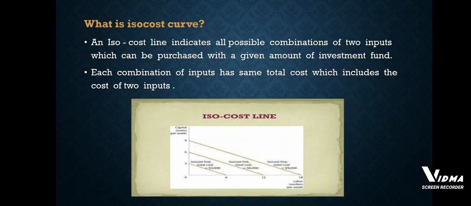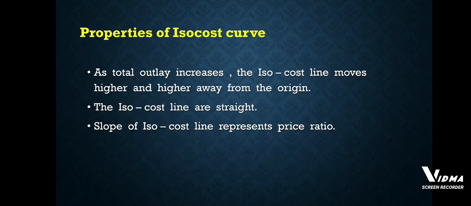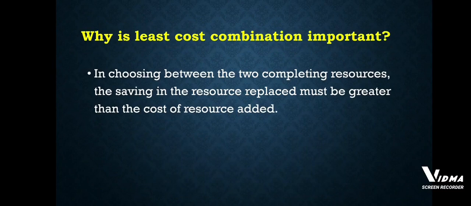What is an isocost curve? An isocost line indicates all possible combinations of two inputs which can be purchased with a given amount of investment fund. Each combination of inputs has the same total cost, which indicates the cost of two inputs. The following diagram shows the isocost curve. Properties of isocost curve: as total outlay increases, the isocost line moves higher and higher away from the origin. The isocost lines are straight. Slope of isocost line represents the price ratio.